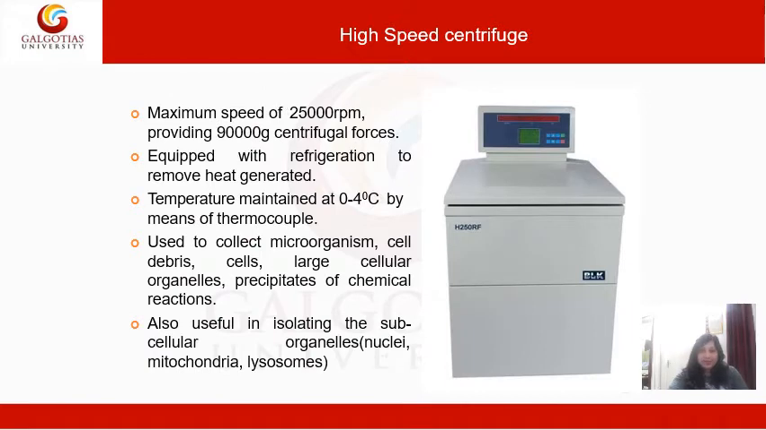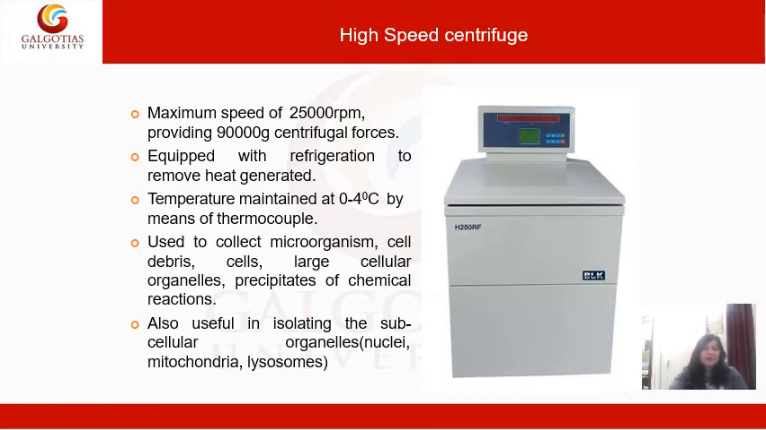Now the second category is high-speed centrifuges. If we compare the efficiency of centrifuges, the high-speed centrifuges lie somewhere in between ultracentrifuges and desktop centrifuges. They have a maximum speed of 25000 rpm, providing 90,000 G centrifugal force, where G is the gravity force, meaning gravity force multiplied by 90,000 will be the overall centrifugal force on the particle.